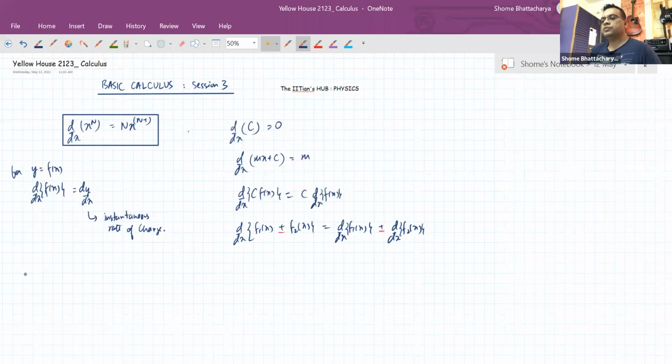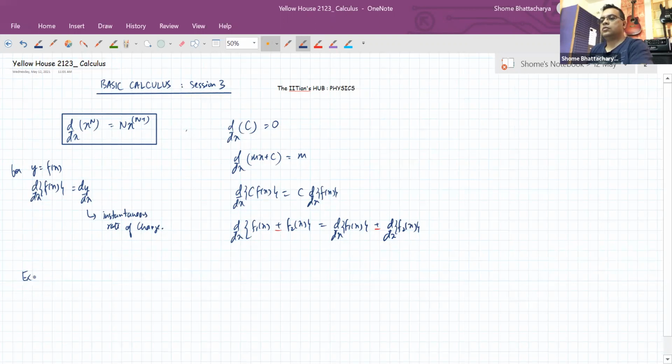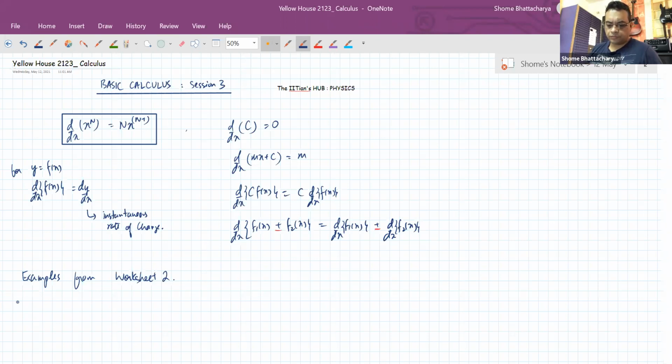So let's look at some examples from worksheet number 2. I'll start with a couple of things from question number 1. Let's look at, for example, part C. So y is the cube root of x.